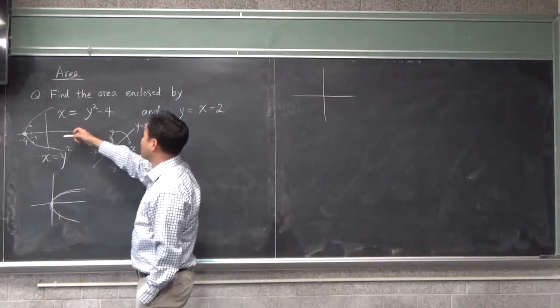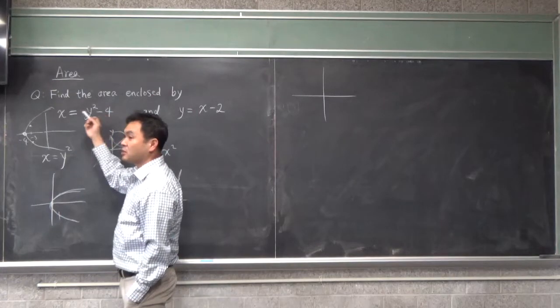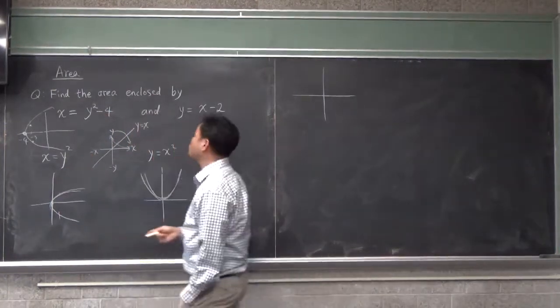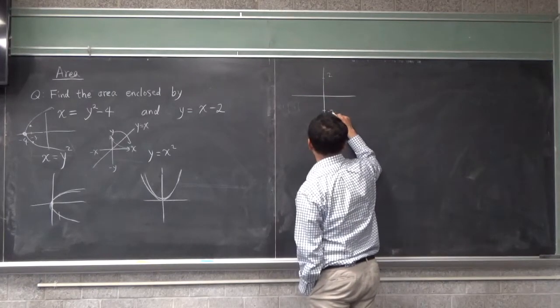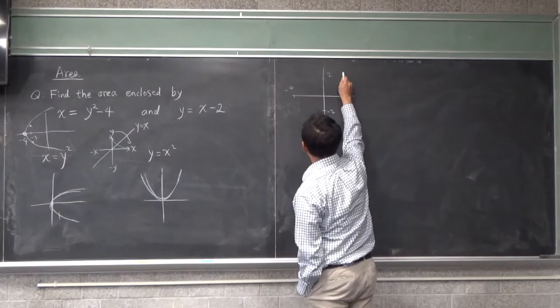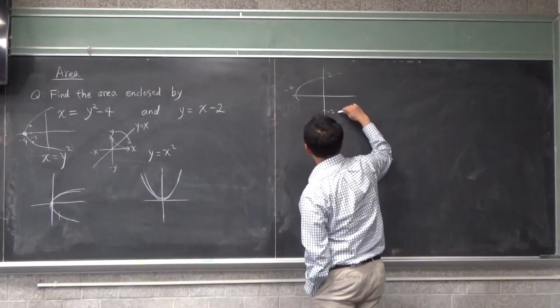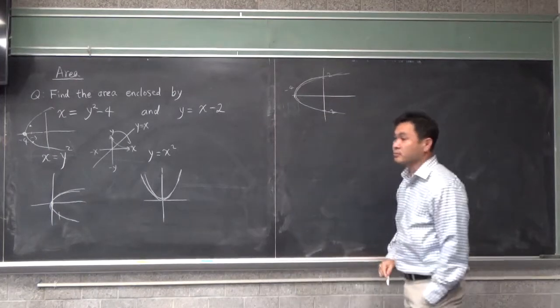Let's also do this. If you plug in x equals 0, you get y squared minus 4. And that's true when y is plus or minus 2, right? So you have positive 2 and negative 2 as your y-intercepts. Here's negative 4. And you have a parabola passing through those points.